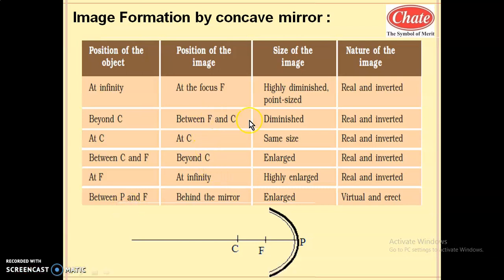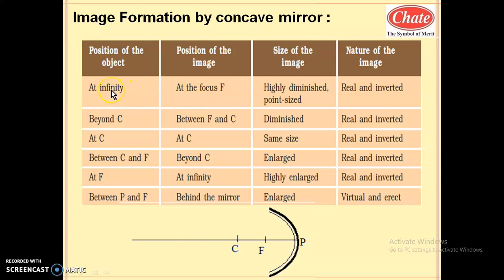Student, let us study this table in a different way. We have studied the six positions of the object: infinity, beyond C, at C, between C and F, at F, and between F and P, that is, focus and pole. Now what are the positions of the images? You will understand this by the ray diagram, but you have to learn it like this. How to learn that, I am teaching in this next part.